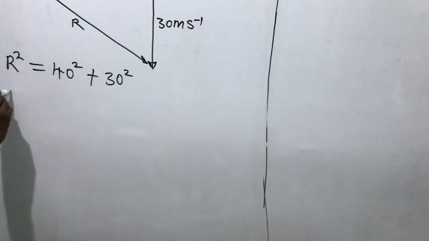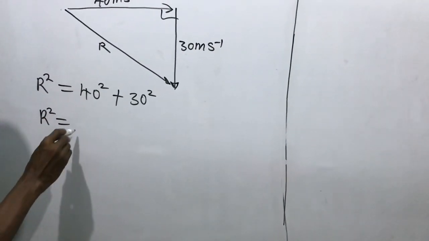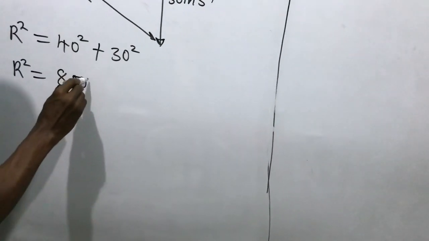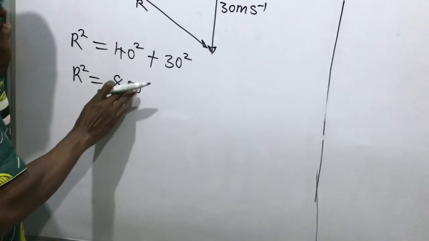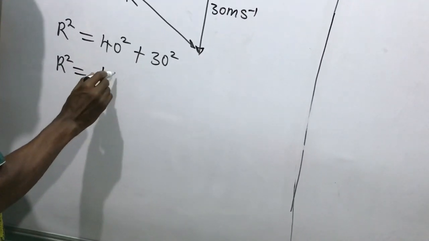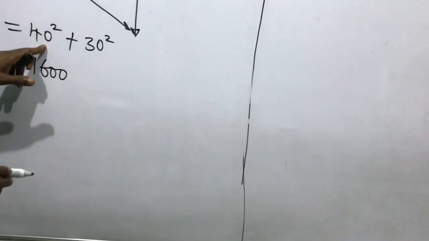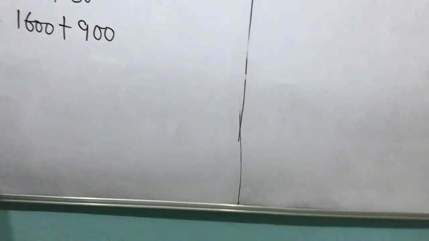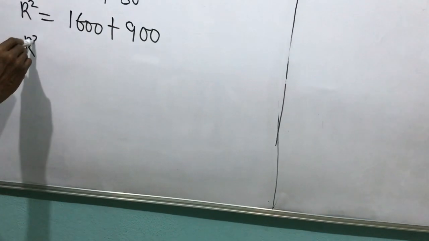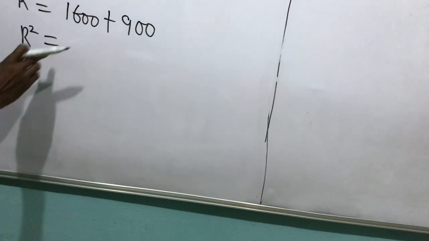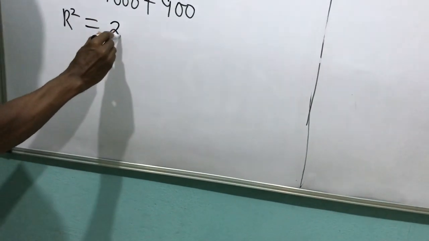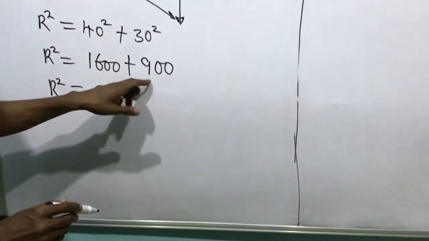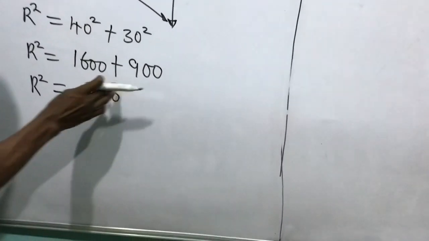And when I square this, I will have R squared is equal to 40 squared, which gives me 1,600, plus 30 squared, this gives me 900. And R squared will be 1,600 plus 900, which gives me 2,500.